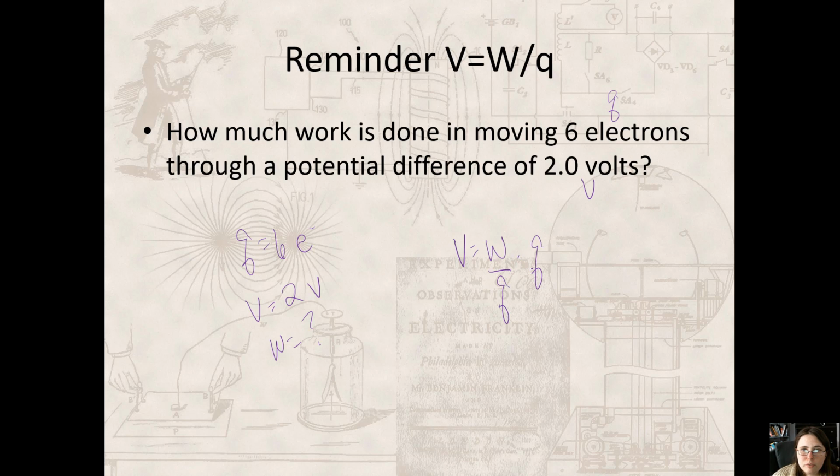So we can solve for work. So V times Q is equal to work. And that's going to be 6 times 2. And that's still work. And that's 12 electron volts.